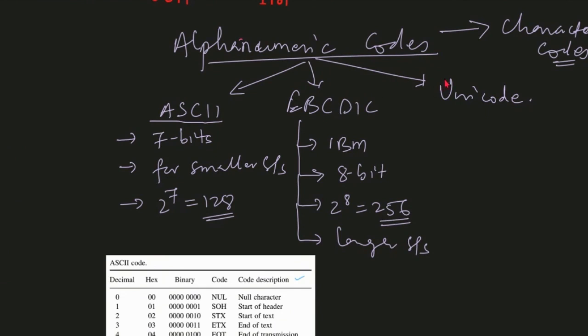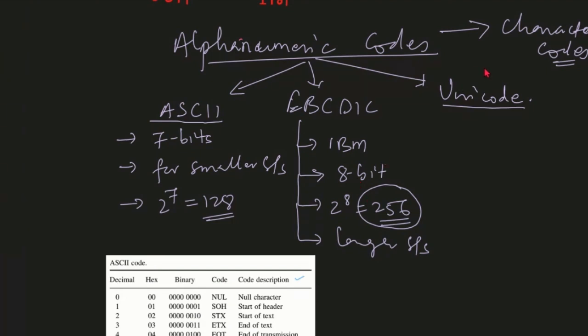And similarly, the advanced version is Unicode. What is the requirement of Unicode? Initially, fewer characters were required, as computer systems were not used for all other purposes. They were only used for calculators or some other functionalities. Based on the requirements, a new coding technique was required, because EBCDIC can only support 256 characters. But there are many more characters based on different languages. We have different languages, and each language has individual characters.